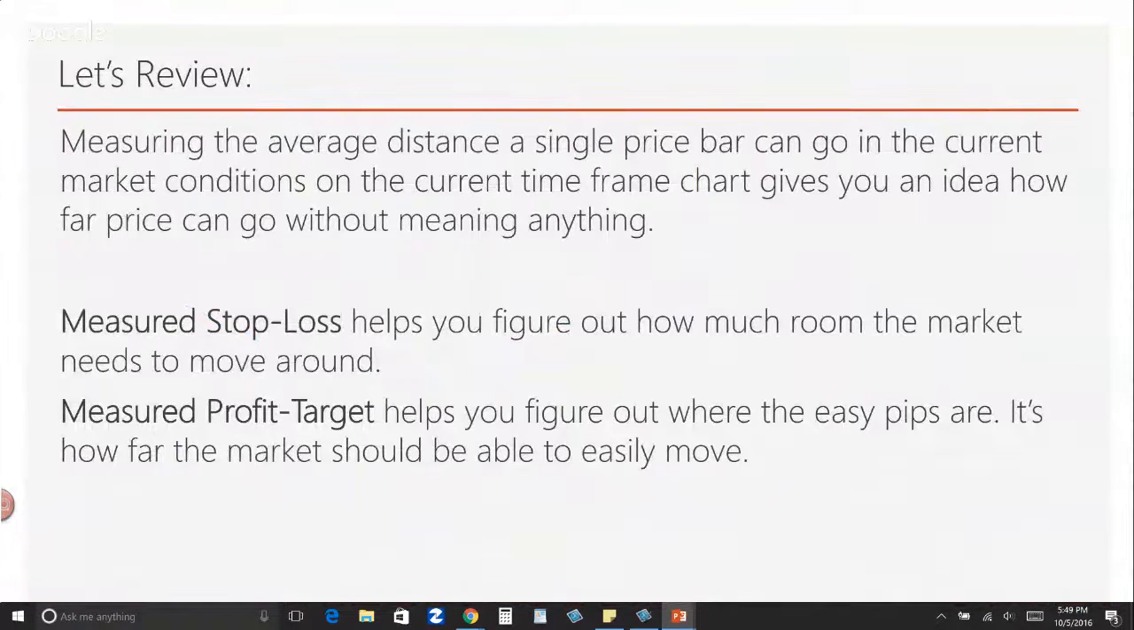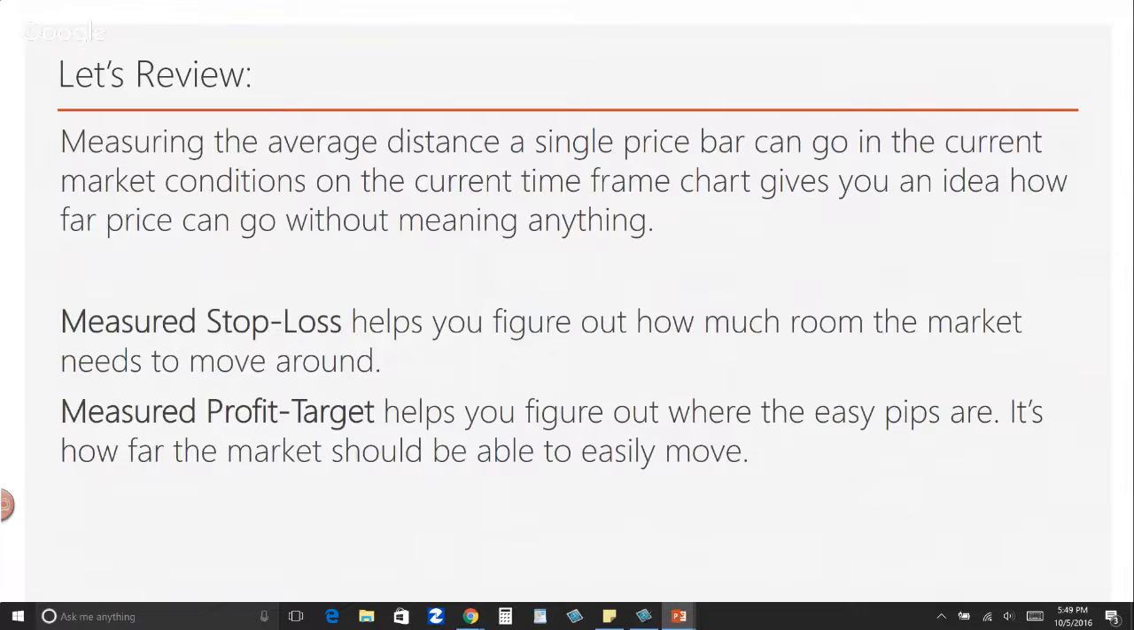All right, so let's continue our review. Measuring the average distance of a single price bar, of how far it can go in the current market conditions on the current time frame chart, gives you an idea of how far price can go without really meaning anything. This can be very useful when trying to plan a stop loss so that you know how far the market can move without really meaning anything. And also, it's very helpful for figuring out where you can take profit because you want to take what comes easy. And how far the measured profit target is going to tell you how far the market should be able to easily go.